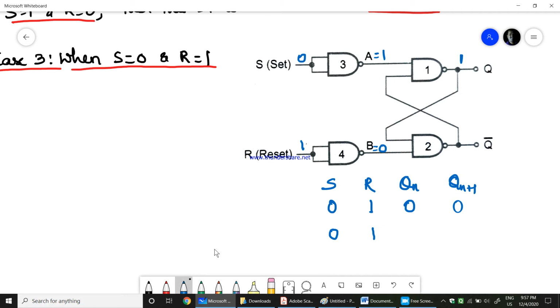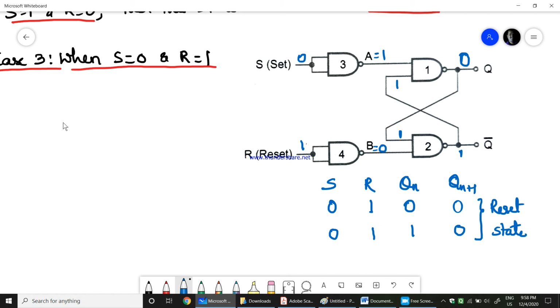So now that 1 is given as a second input of NAND gate 2. This 1 is NANDed with 0, again you get 1. This 1 is given as a second input of NAND gate 1. This 1 and 1 NANDed with 1 will force Q again to be equal to 0. So it means that when Qn, the present state, was 1, the next state Qn plus 1, we again got 0. Therefore this state is actually called the reset state. Why? Because the next state is becoming 0 even though the Qn was 1 or 0.